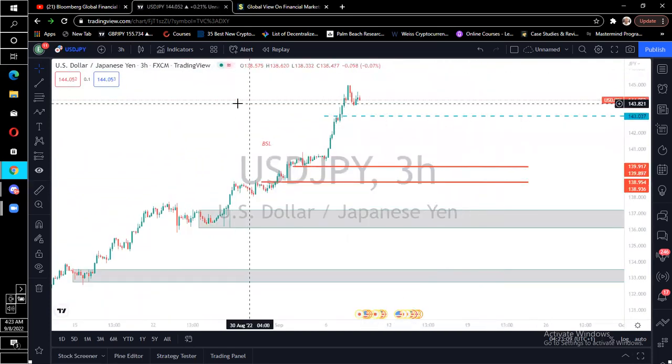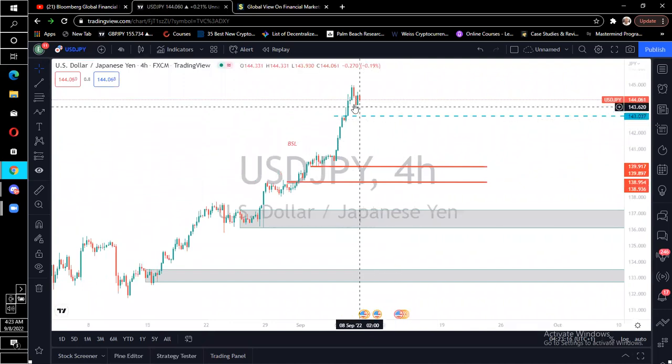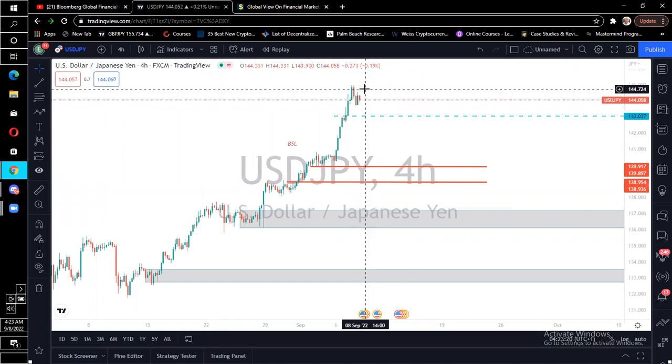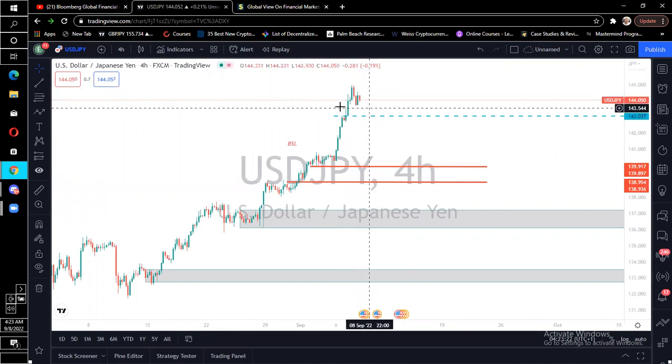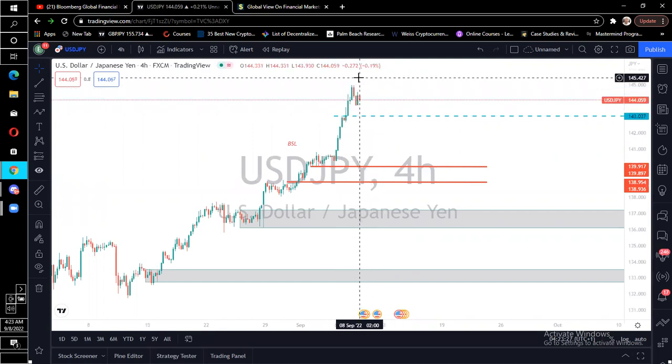USDJPY. We'll have this push back into this fair value gap, and the idea is once it pushes into this fair value gap, it should take away the previous high. But as you can see, the previous high is not really taken out. So let's go to lower time frame.